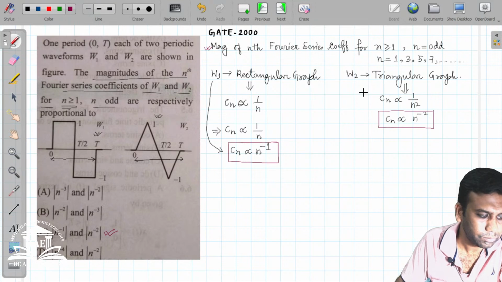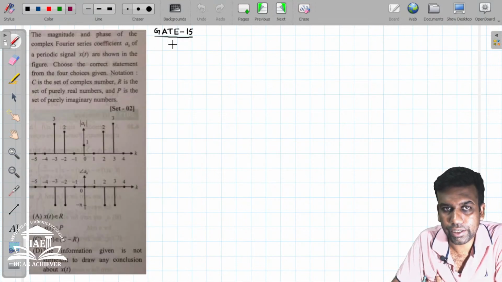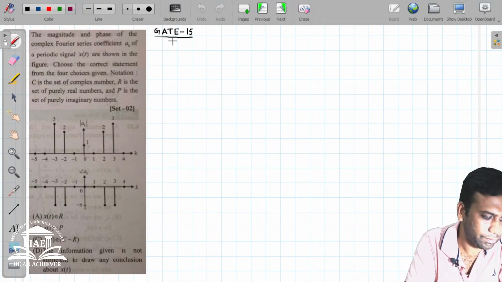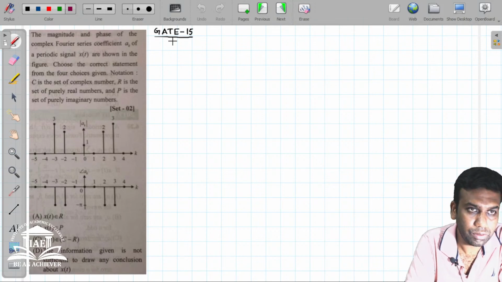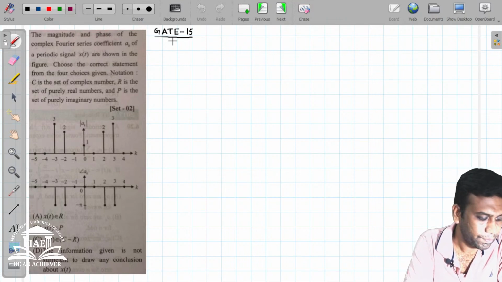Okay. So now we'll go for the next question. The next question is from GATE 2015, and this question is very, very important. So we'll discuss this question right now. So the magnitude and the phase response is given. So we are going for that.